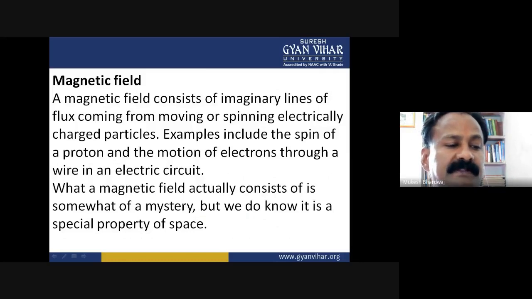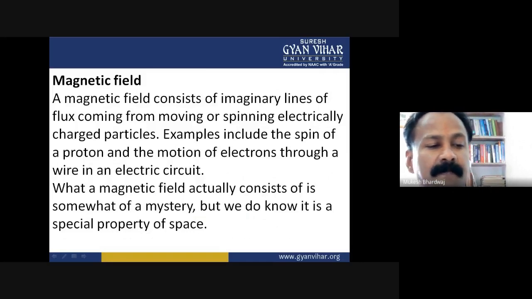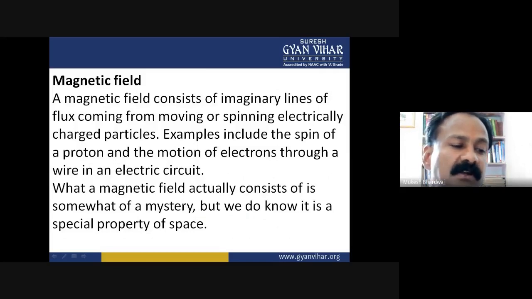In atoms containing many electrons, the electrons usually pair up with all the spins opposite to each other so that their fields cancel each other. Hence, most substances are not magnets.